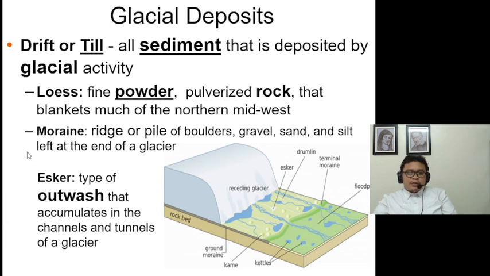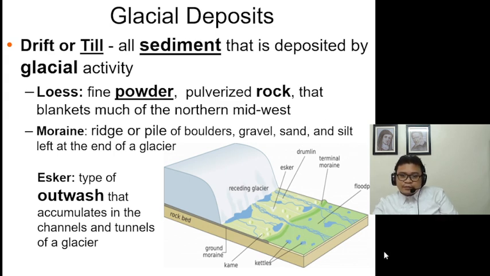Now, glaciers also, when they move, deposit sediments, which we commonly call drift or till, and they are deposited due to glacial activity. One example of glacial drift or till or glacial deposits is what you call loess. These are fine powder of pulverized rock that blankets much of the northern Midwest.